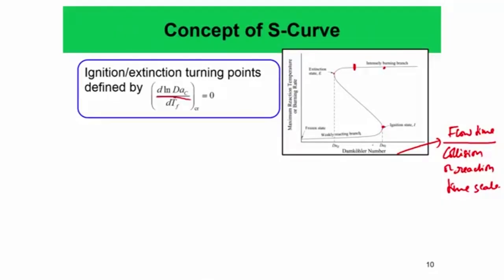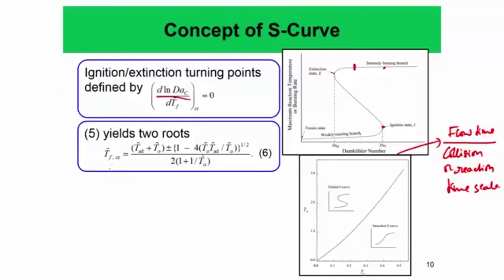So it's much more difficult to ignite a fresh mixture than to essentially extinguish it. Your extinction happens at much smaller damköhler numbers, whereas the ignition happens at much larger damköhler numbers.